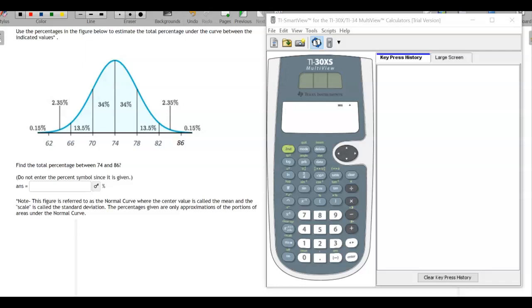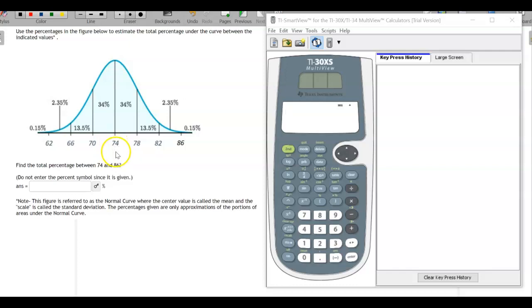Okay, welcome to a video on using a calculator to just do some basic addition and subtractions, and this is really a practice on using this curve, understanding the normal curve, which will come up in the statistics portion of this class. So this says use the percentages in the figure below to estimate the total percentage under the curve between the indicated values. And it says find the total percentage between 74 and 86.